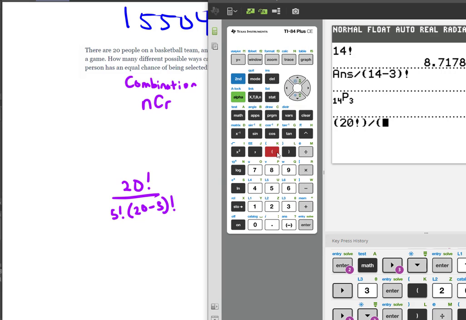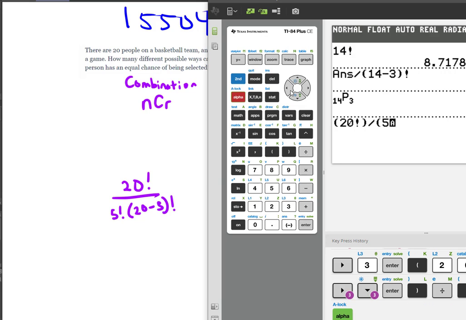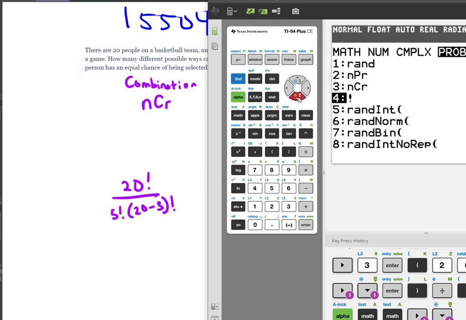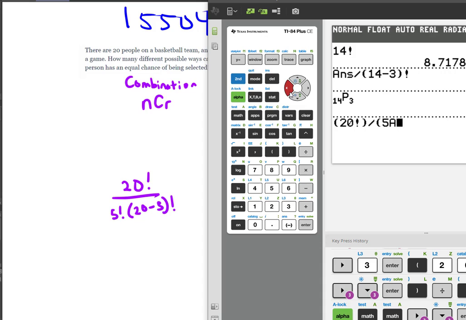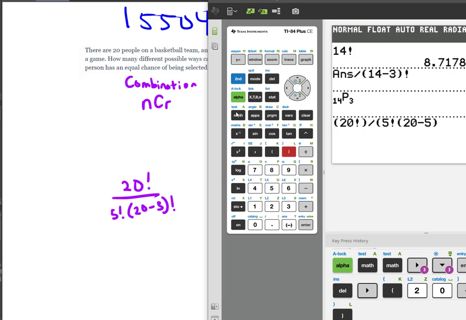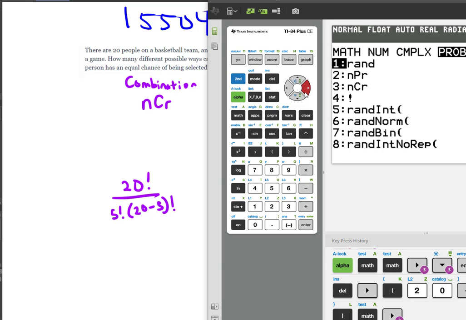So then I'm going to put this all in parentheses, so I'm going to have 5 factorial. Oh, not Alpha, Math. Oh, I didn't want to do that. Just wrecking it more and more. Here we go. I'll have to go back and fix that later. All right, so 5 factorial, let me get rid of that A that's going to mess everything up. 5 factorial times 20 minus 5 factorial, which is this one here.